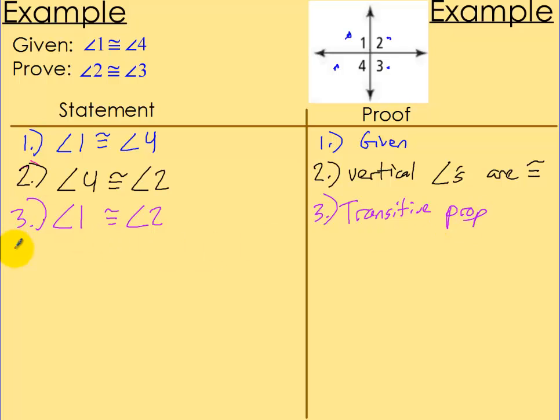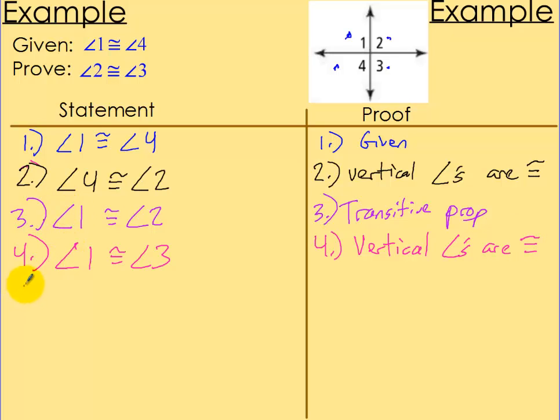All right, let's move to the next step. Step number 4. Well, what else can I say? I know that angle number 1 and 3 are vertical angles as well. So angle 1 is congruent to angle 3, and these are also vertical angles. So I can say vertical angles are congruent. And the next step here, well, I can use angle 1 as the middleman again with the transitive property and say angle 2 is congruent to angle 3. And this is because of the transitive property with steps 3 and 4. So transitive property. And that's it. That's what I wanted to prove. And we're done.